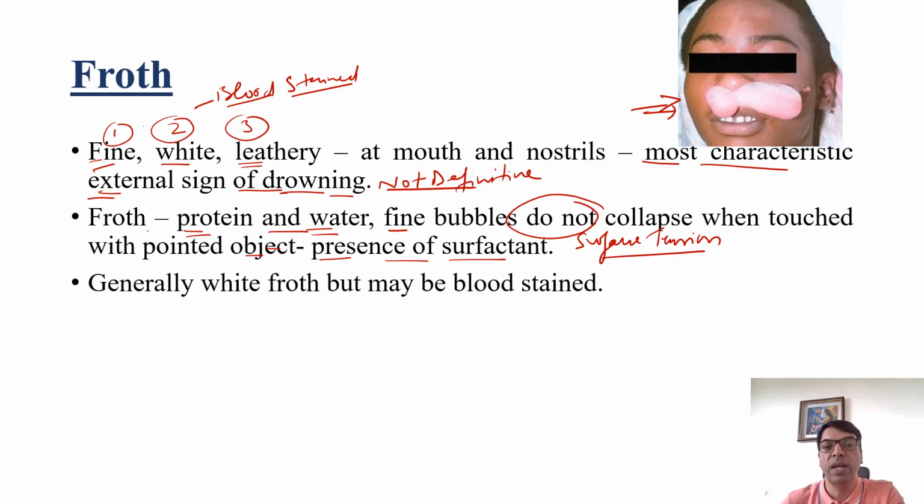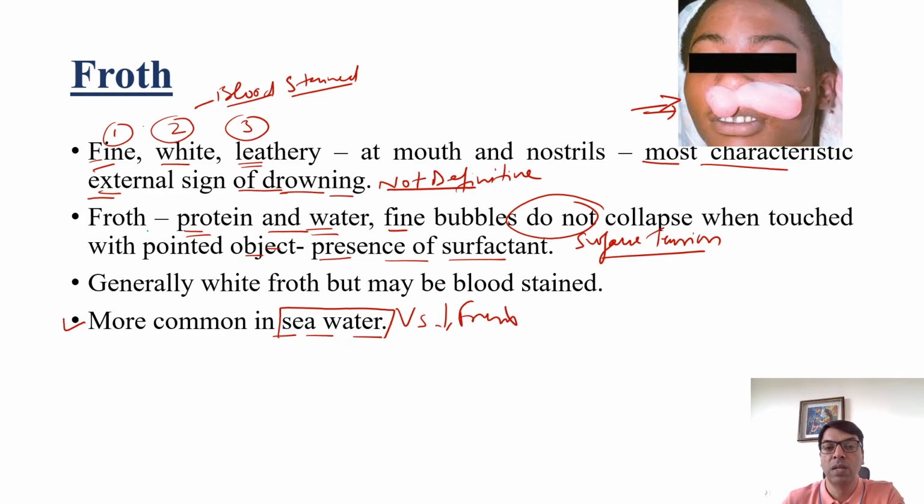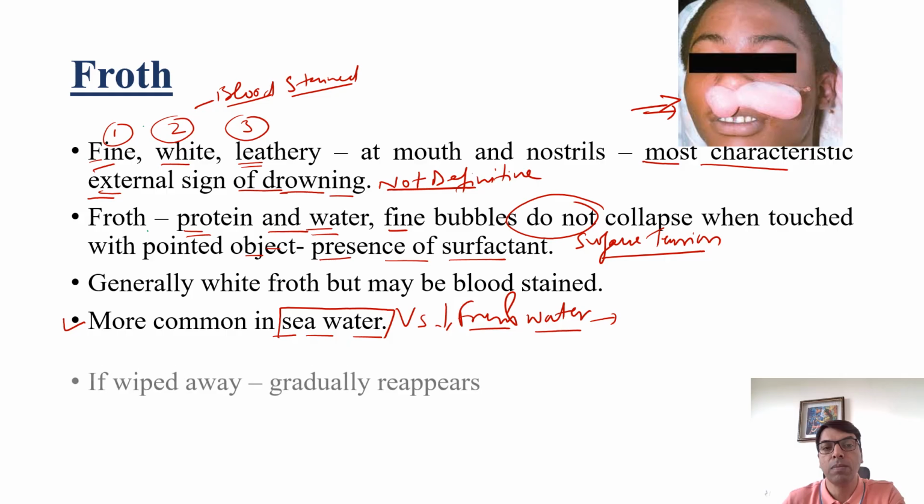Generally, the froth is white but may be blood stained, as mentioned, and it is more common in seawater. This froth is more commonly seen in seawater, whereas it is less found in freshwater. Why is it less found in freshwater? Please find out and write to me in the comment box. If you are not able to, also write to me in the comment box, and I'll explain the same.